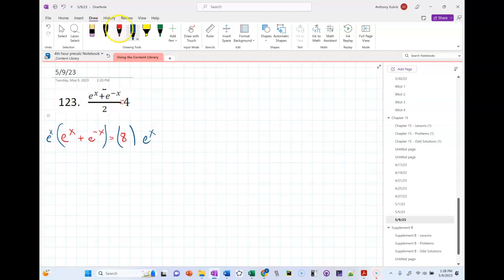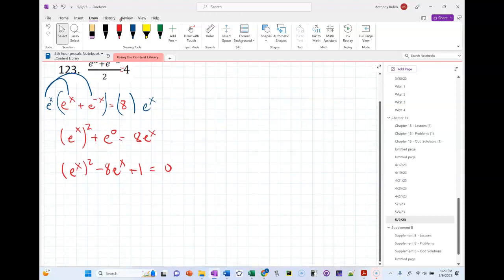Okay, with that, e to the x times e to the x, I'm going to think about that just as e to the x squared. And then when I multiply it here, I'm going to multiply these two things by adding their exponents. So x plus negative x is just 0. And anything to the 0 power is 1, right? So I'm going to move everything onto one side here and rewrite e to the 0 as 1.